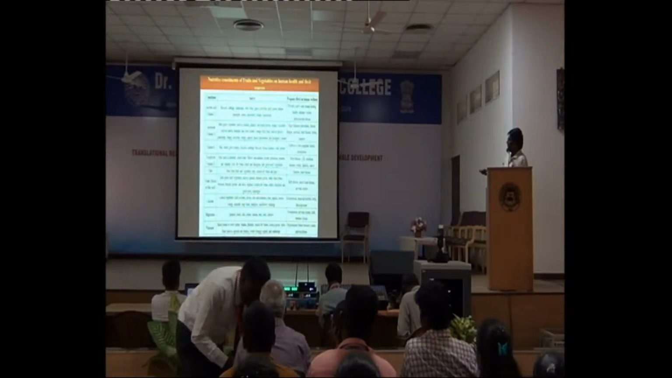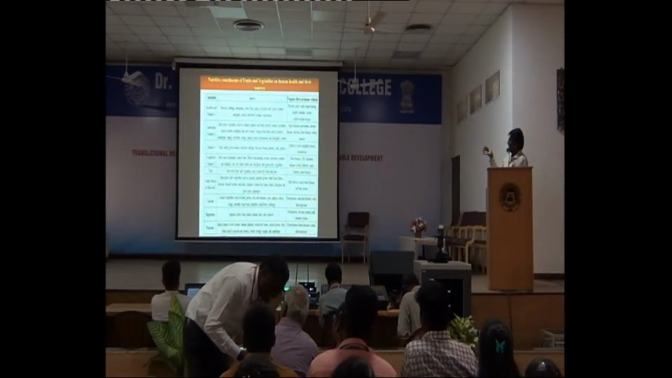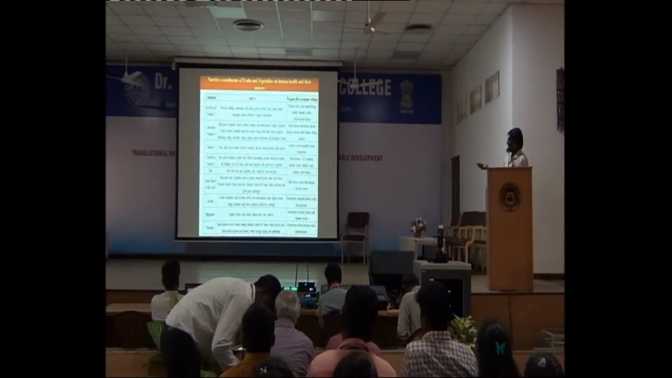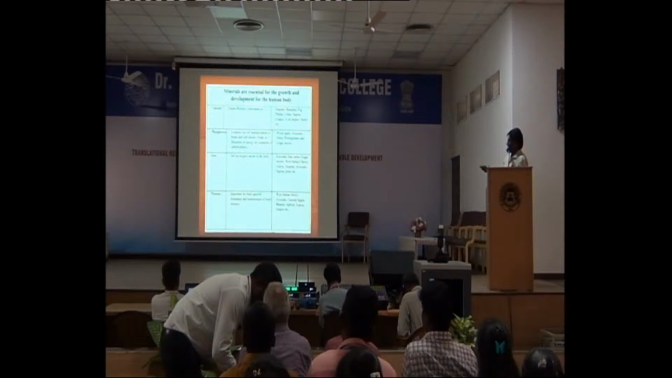Again, we have given the nutrient constituents of fruits and vegetables which are good for human health, and their sources. It is a very big list, I can't read it out. You can use it for your course material, okay? Similarly, vitamins and minerals and pigments, and so many things are available, you can use it.